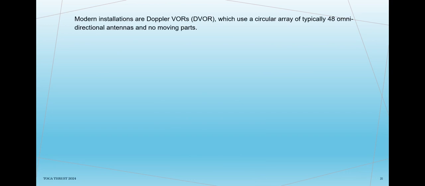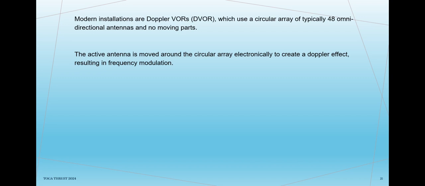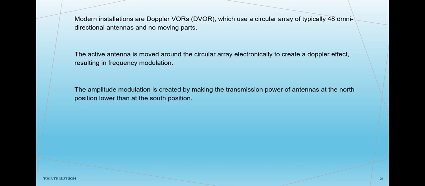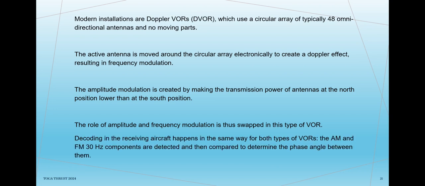Modern installations are Doppler VOR, DVOR, which is a circular array of typically 48 omnidirectional antennas and no moving parts. The active antenna is moved around the circular array electronically, to create a Doppler effect, resulting in frequency modulation. Modulation is created by making the transmission power of antennas at the north position lower than at the south position. The role of amplitude and frequency modulation is thus swapped in this type of VOR. Decoding in the receiving aircraft happens in the same way for both types of VORs. The AM and FM 30 Hz components are detected, and then compared to determine the phase angle between them.